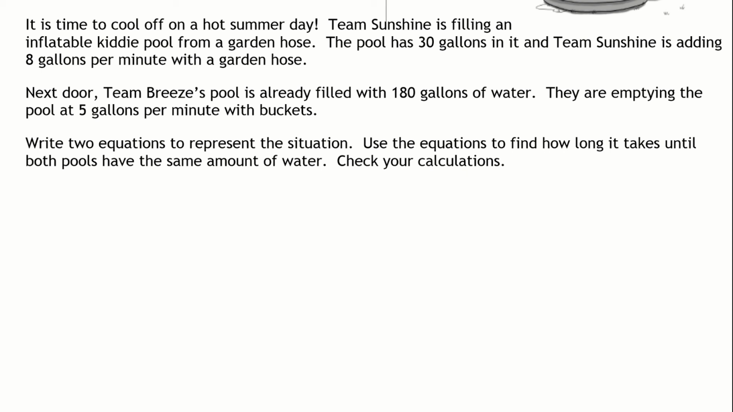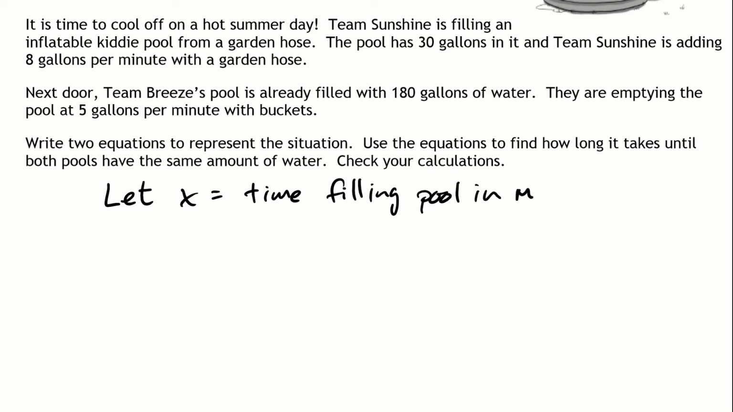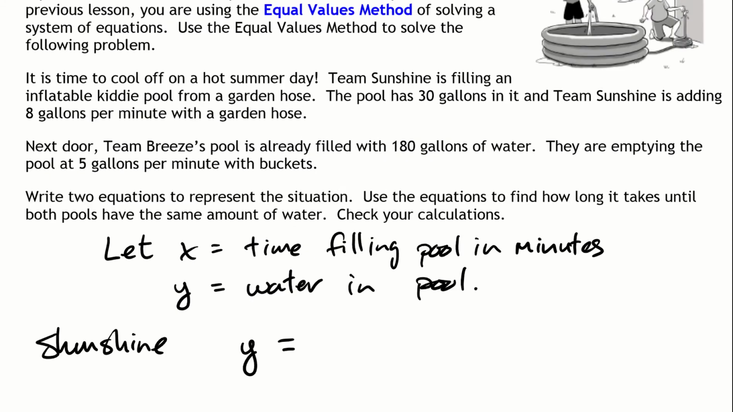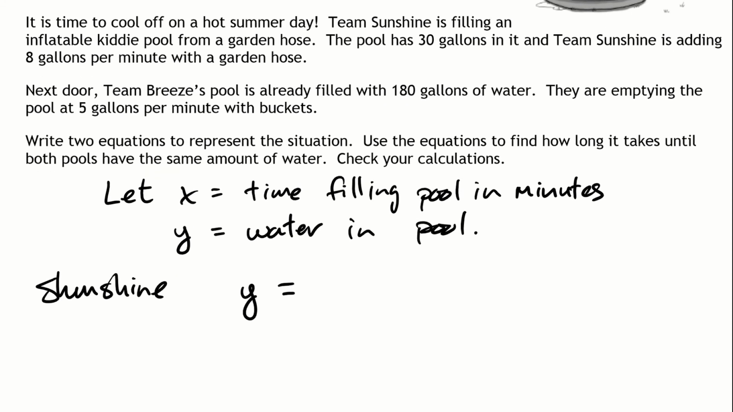So right now, I'm going to be using the same variables for both. So I'm going to write this let statement. Let x equal time filling pool in minutes, and y equal water in pool. So for Team Sunshine, we can say that the amount of water in the pool, y, is equal to, let's see, the pool has 30 gallons already, so we've got a y-intercept of 30 and we're adding 8 gallons per minute. So we'll say 8x, because each minute gets 8 more gallons, plus 30.